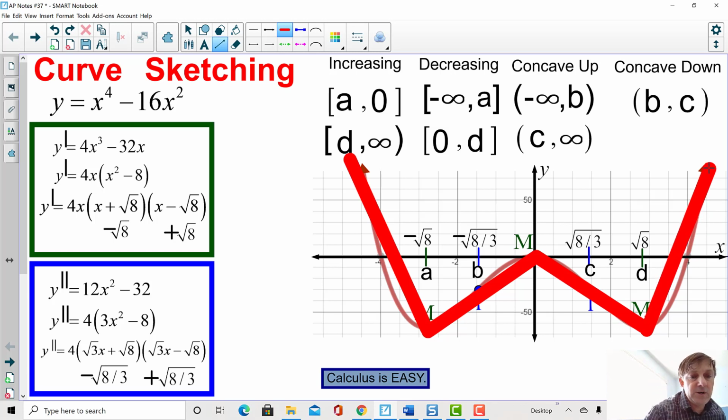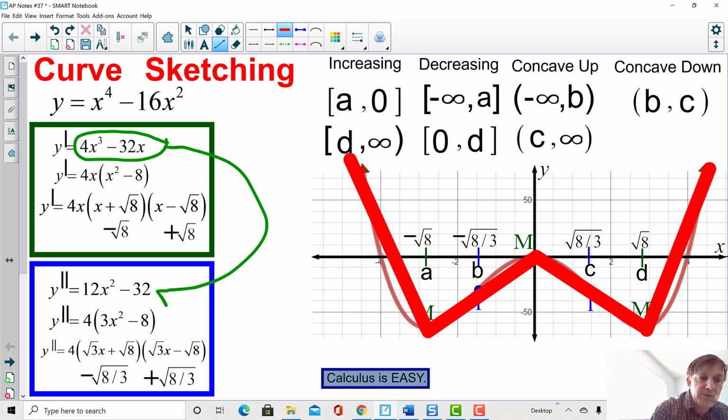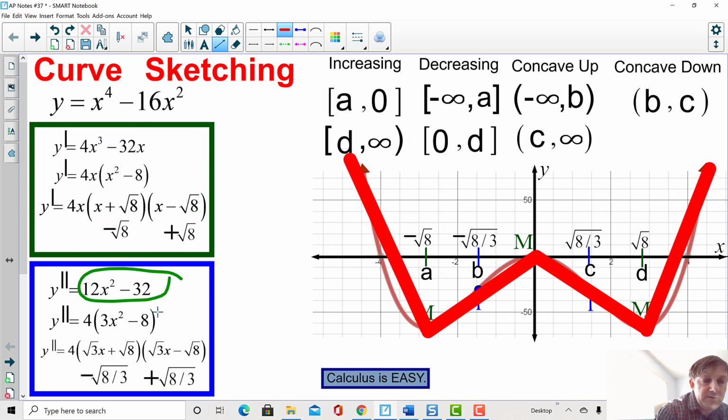In order to do the curvature, I have to do one more derivative. When I do one more derivative, I'm going to start with this, and then I'm going to do the derivative. You don't want to start with all these factors, because then you'll have to do the product rule, and that'll be a disaster. Now, after doing one more derivative, you want to go ahead and factor it.